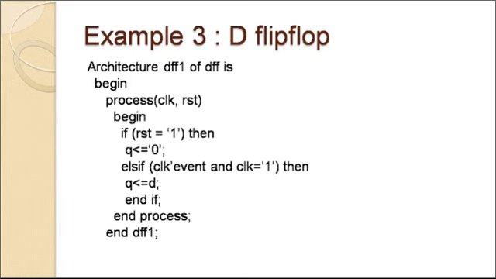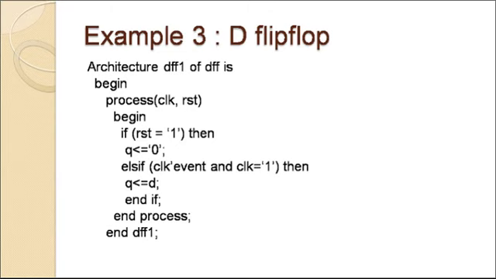What we have written over here: see clearly. If reset is equal to 1, then Q is assigned 0. It means if the reset is 1, there is no doubt that output Q will be 0. Else if, meaning if reset is not applied, then you check the rising edge of clock. Else if clock'event and clock is equal to 1, then Q is assigned D. No else clause is over there. End if, end process, end DFF.